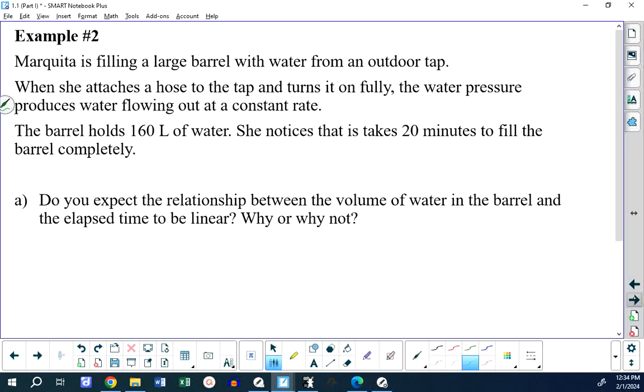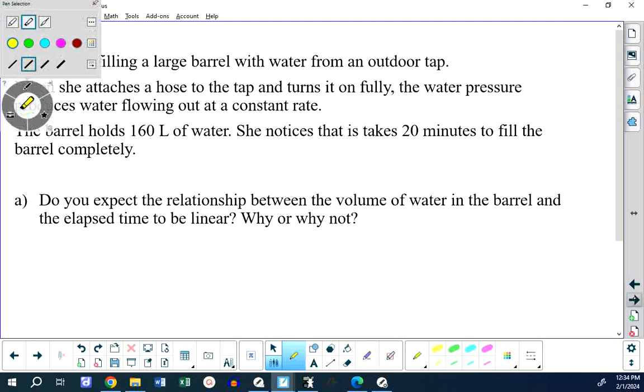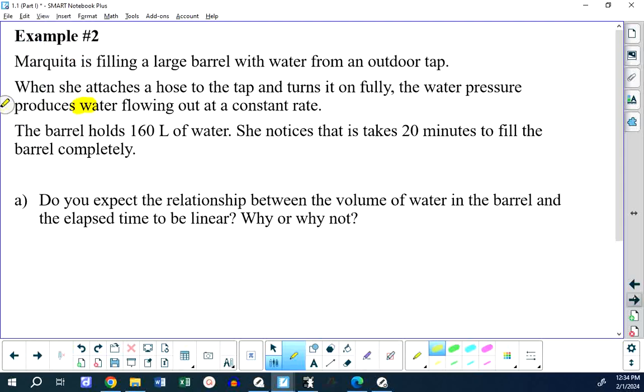When she attaches a hose to the tap and turns it on fully, the water pressure produces water flowing at a constant rate. A constant rate. What do you suppose that means? Because sometimes in math, you know what the difficulty with math is, you have all these words, and sometimes the words don't matter. You could probably answer the question without reading the words, but the words matter here.